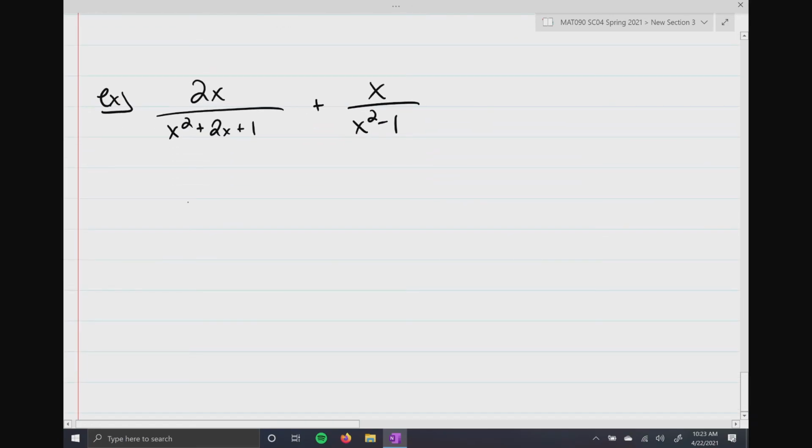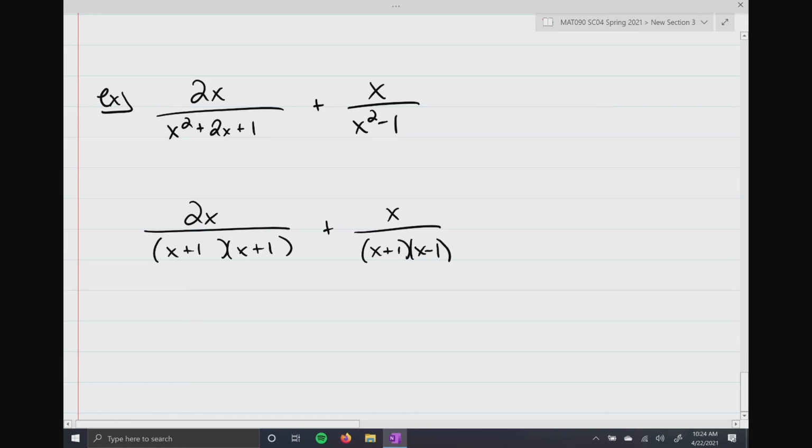So I'm going to do it directly underneath. There's my first denominator factored. My second is a difference of squares, so it's going to be x plus 1 times x minus 1. Now, what's my next move?